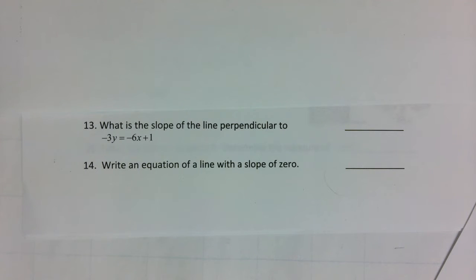Get some scrap piece of paper and figure out what would be a slope that would be perpendicular to this line. They're not being specific. They're not saying it goes through this point. It just has to be perpendicular to this line. Figure it out.